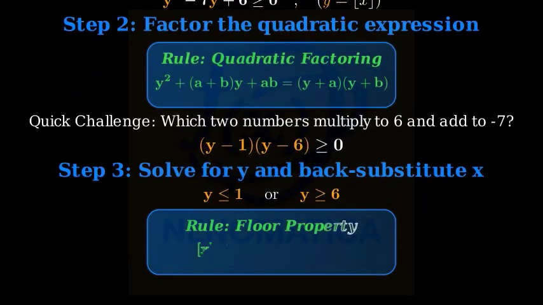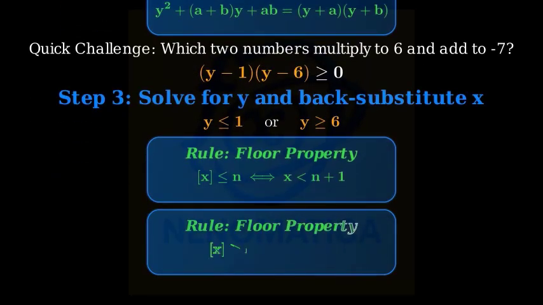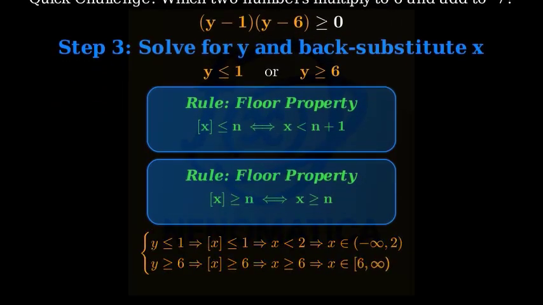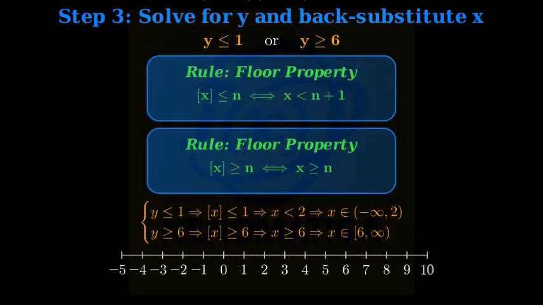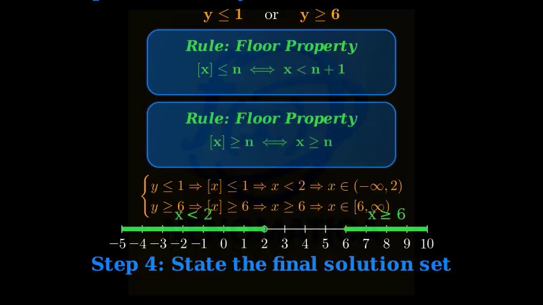If the floor of x is less than or equal to n, then x is strictly less than n plus 1. If the floor of x is greater than or equal to n, then x is at least n. So y less than or equal to 1 gives x less than 2, and y greater than or equal to 6 gives x at least 6. Let's visualize the solution on a number line. Step 4. The final solution set is the union of the two intervals. -infinity to 2, union with 6 to infinity.